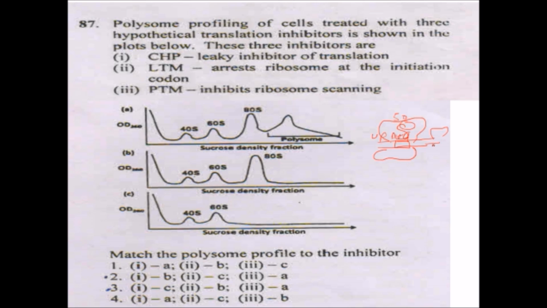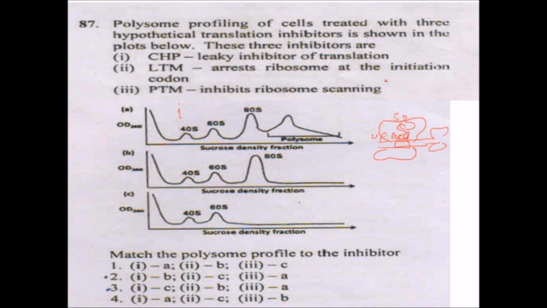So there will be multiple ribosomes along with the 30S and 40S ribosomes, and once the initiation complex has formed, there will be the four concentrations. One will be 40S, 60S, 80S, and polysomes. So that will be the graph for A.